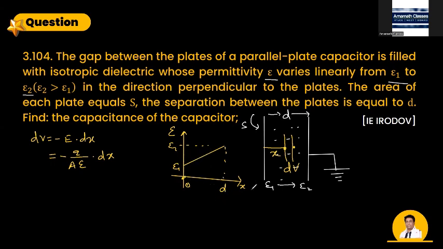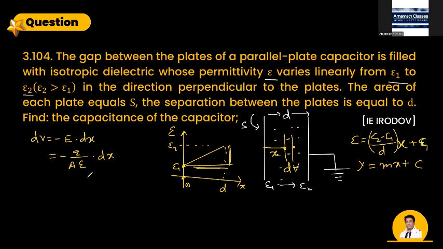So the equation will be epsilon equal to the slope, epsilon 2 minus epsilon 1 by d, into x, and the y-intercept is epsilon 1 only. It is like y equal to mx plus c. M is nothing but epsilon 2 minus epsilon 1 by d, because this is the slope, perpendicular by base, and c is the y-intercept, which is epsilon 1.